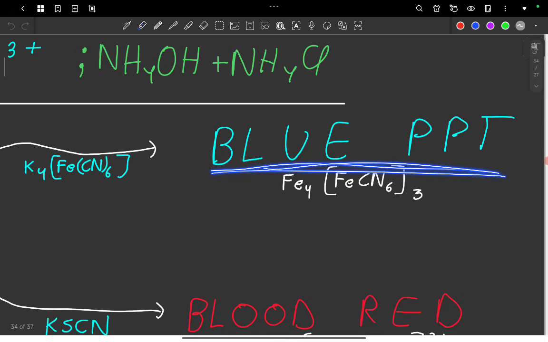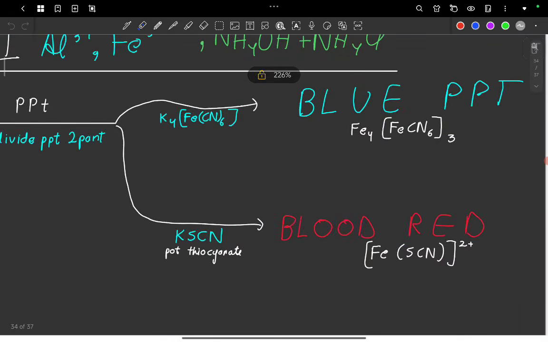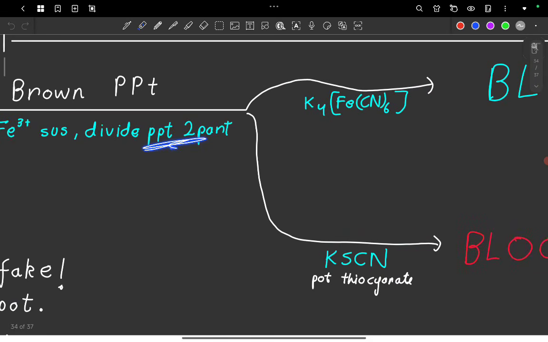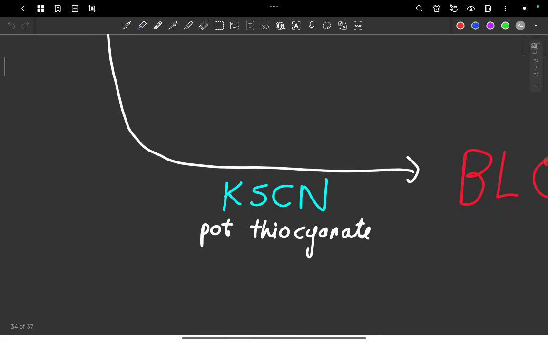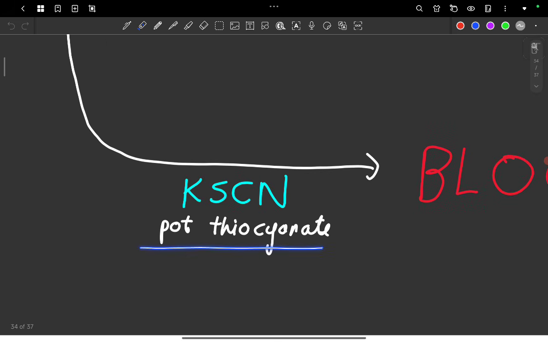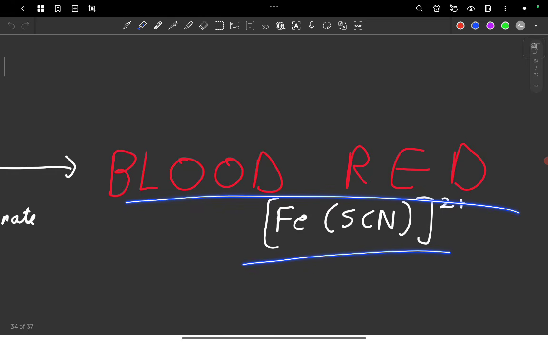Okay, now I am sorry, but you have to remember the colors of the PPT. There is no trick to that, but maybe just reading again and again, it will help you remember the colors of the PPTs. Okay, and the second part of the PPT is going to be reacted with KSCN, potassium thiocyanate. Specifically this thiocyanate ion, like the cyanate ion is OCN minus, and if you replace O with S, you get thiocyanate. So if it reacts with potassium thiocyanate, blood red color is formed.